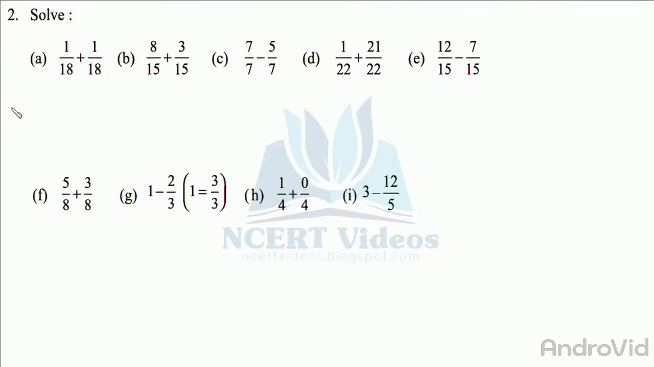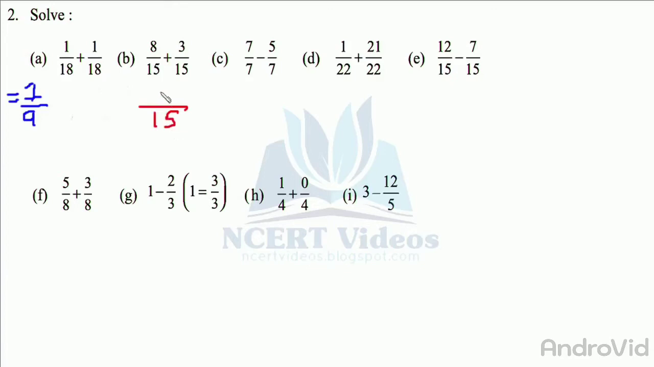Question 2. You have to solve various questions. First part, we can see the denominators are the same, therefore the LCM would be the same, 18. 18 ones are 18, 1 ones are 1, so 1 plus 1 we'll do in simple terms. Adding it up, it is 2/18. But look, it can be further reduced by a factor of 2. 1 twos are 2, 9 twos are 18, so 1/9 would be the answer.